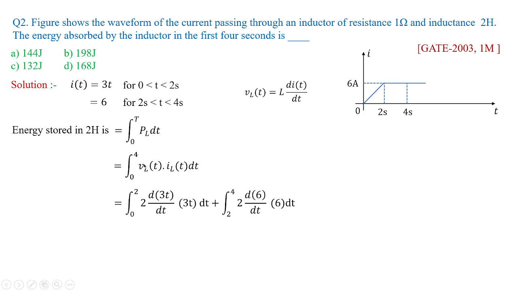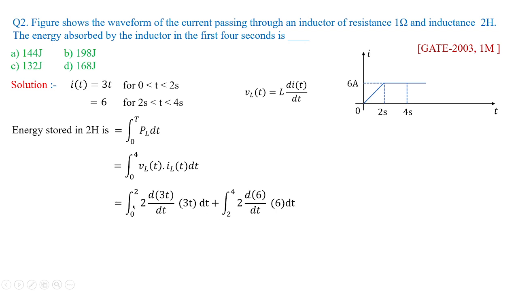So you can see I have taken the interval from 0 to 2 seconds first. So 0 to 2. VL of t is nothing but L di by dt. L value is 2. d by dt of i(t) is nothing but 3t multiplied with i(t). i(t) here, again from 0 to 2, is 3t, and dt as it is. Plus again from 2 to 4, what is the value? The value is 2, that is the inductor value. di by dt is nothing but 6, it's a constant, and you have i, which is also another constant, dt.